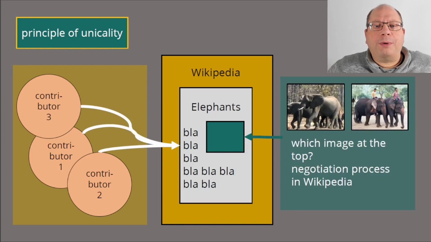We mostly talk about text, but how about pictures? An article on Wikipedia can have several images, but which images and which one should be at the top? That's what we negotiate about in Wikipedia. Fine.